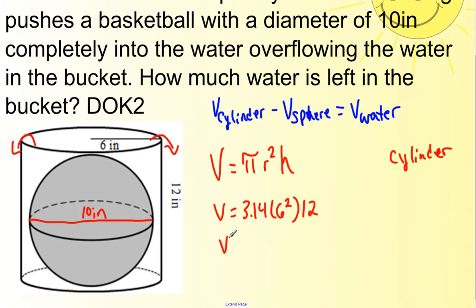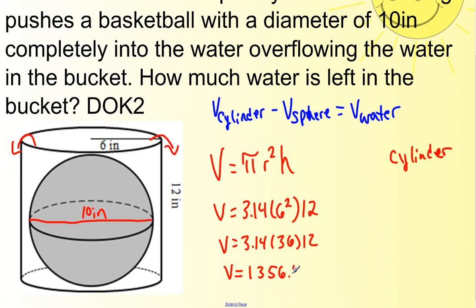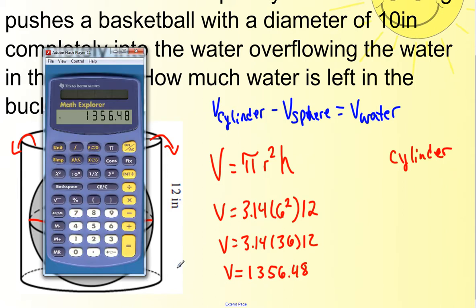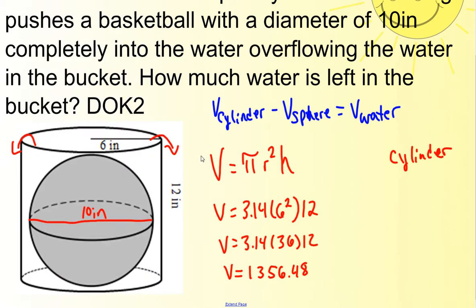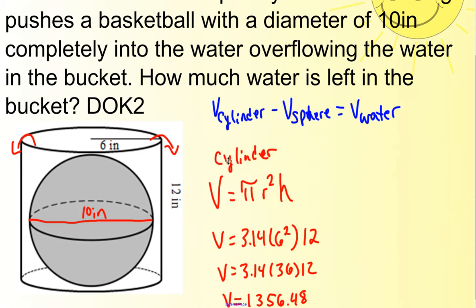So we have everything we need. We just plug it in. So 3.14 times 6 squared, which is 36, times 12. Mr. Calculator says 3.14 times 36 times 12 equals 1,356.48. Double check it. Yes. All right, so this is the volume of the cylinder.